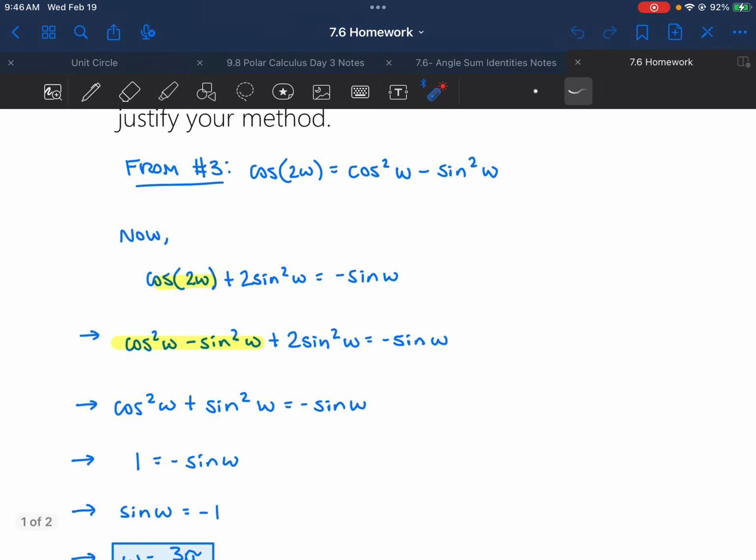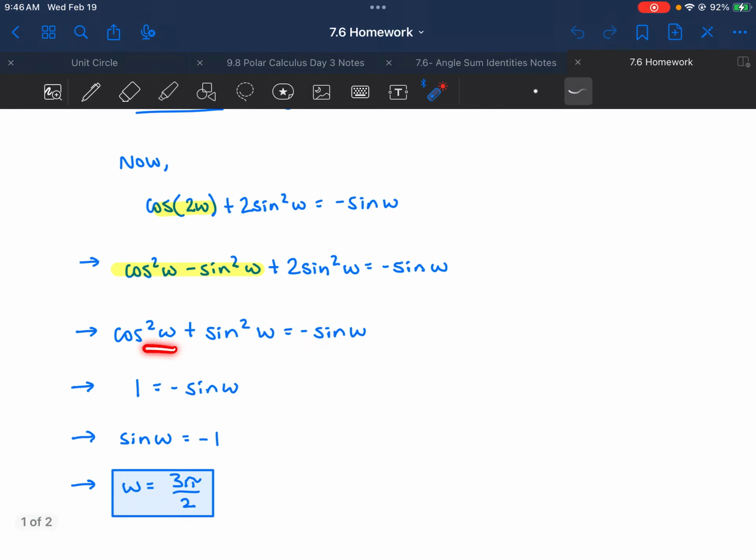Now notice negative sine squared, so this is a negative 1 sine squared, this is a positive 2 sine squared. These two are like terms. These two would combine to give you positive 1 sine squared. So now we have cosine squared plus sine squared equals negative sine of w. Cosine squared plus sine squared is one of your Pythagorean identities from the previous set of notes. Those are equal to 1. So now we have 1 equals negative sine w.